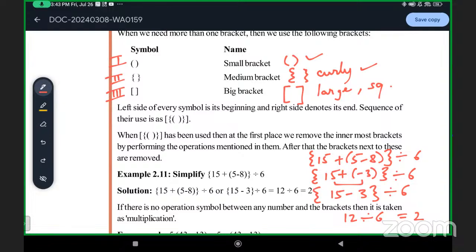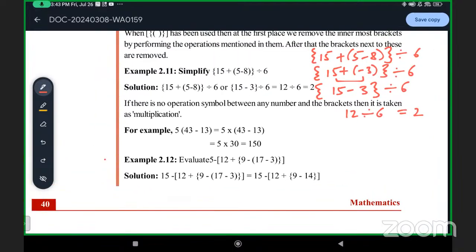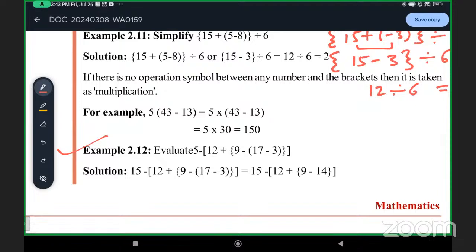You start with the small bracket, then move on to solve the medium bracket, and then at the end you solve the large brackets. Okay, this is how you solve. Similarly, example 5 also. First you have to solve 17 minus 3. After that you solve 9 minus 7, 9 minus, you will get 17 minus 3, 14. 9 minus 14 you will solve, and then after that, when 9 minus 14 is solved, you will add 12 to it. Okay, and then you will subtract it from 15.